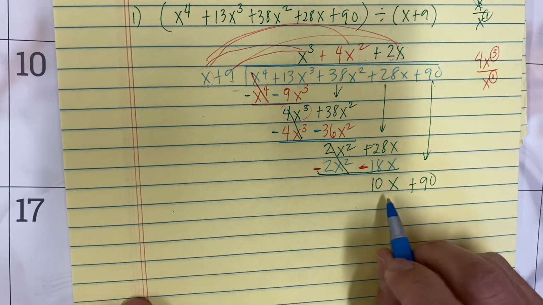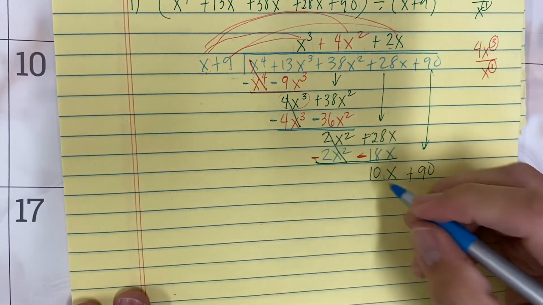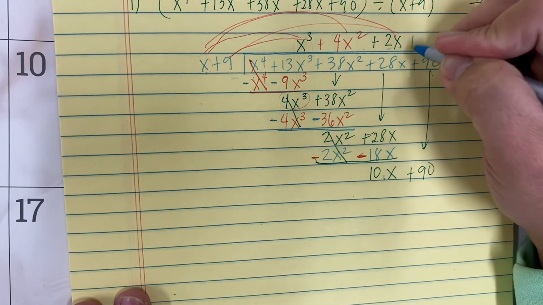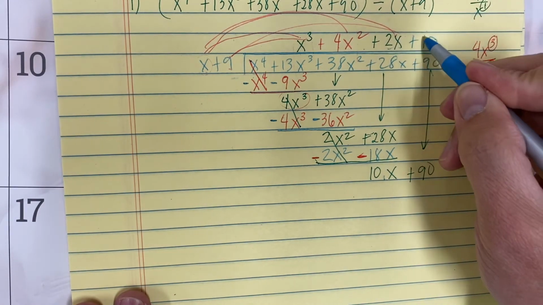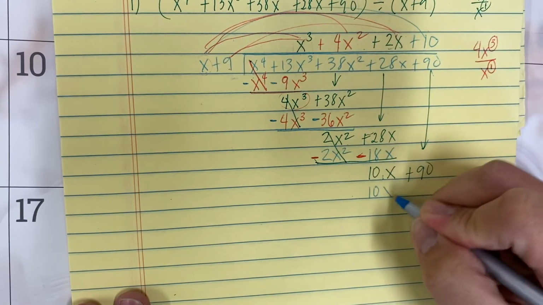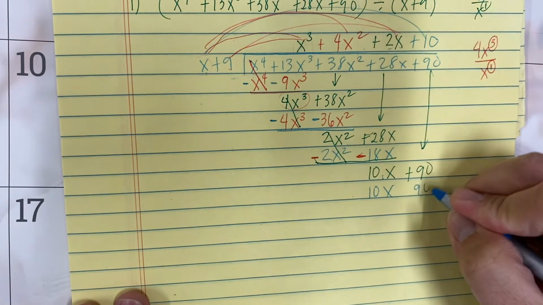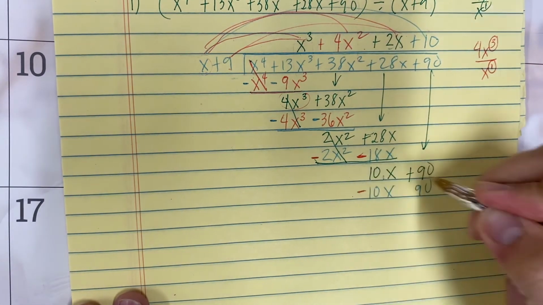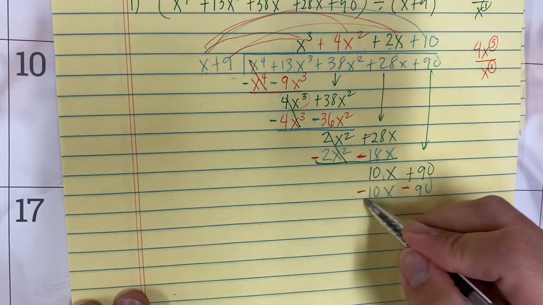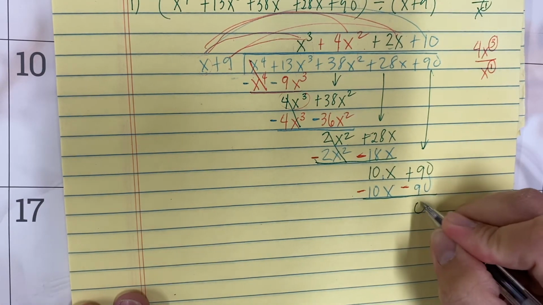Then repeat the method. 10x divided by x is just positive 10. Then 10 times x is 10x. And 10 times 9 is 90. This will be flipped, minus, minus. So therefore, the remainder is 0.